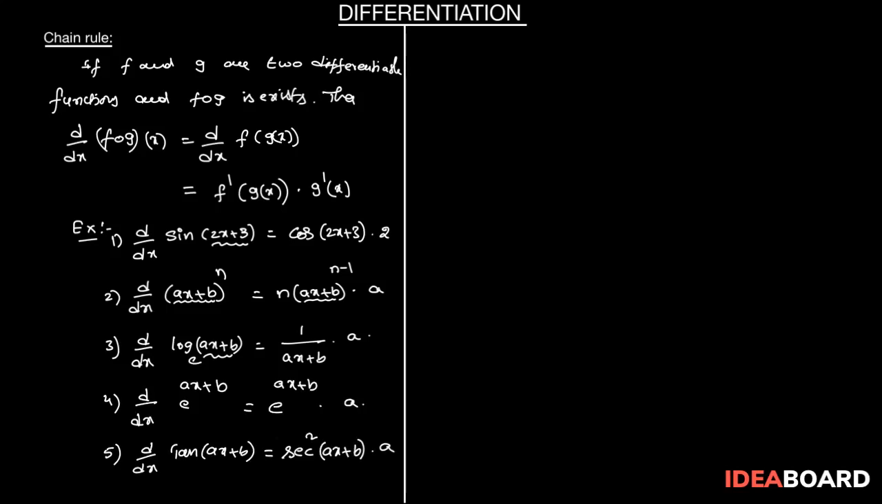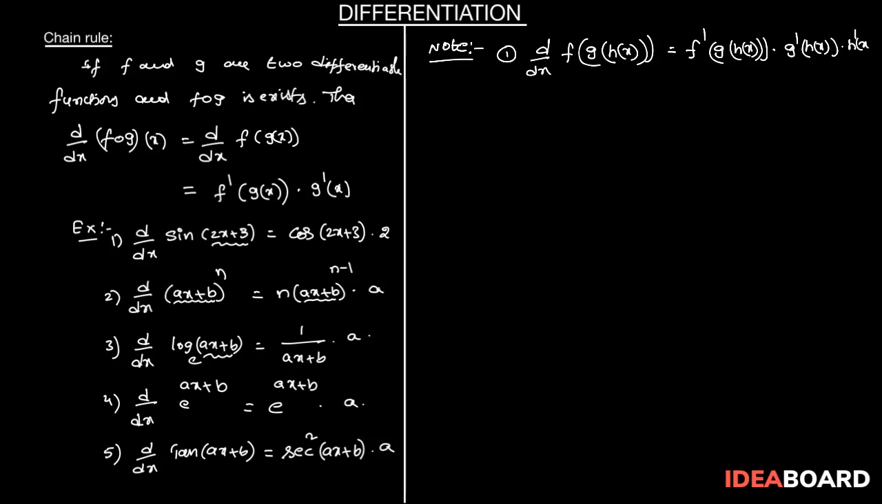Write that a, the product of the derivative of the function. Note, first one: the derivative of f of g of h of x, that means internally involved more than one function, equals f dash of g of h of x into g dash of h of x into h of x derivative, which is h dash of x. And the second one is d by dx of f of ax plus b, that equals f dash of ax plus b into the internal function ax plus b, whose derivative is a.